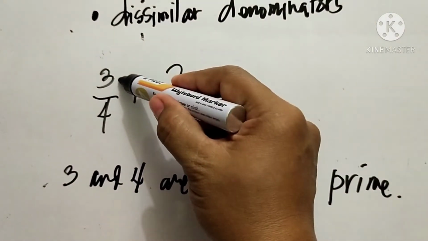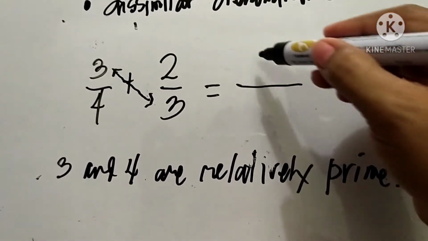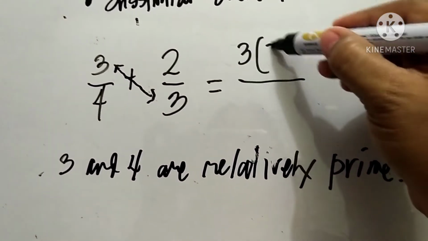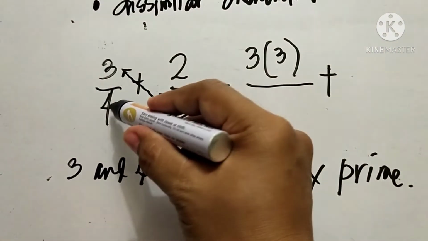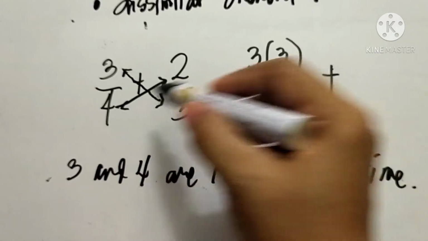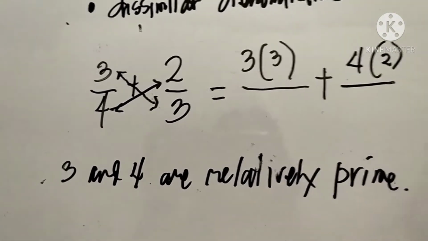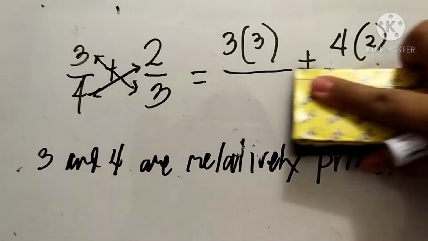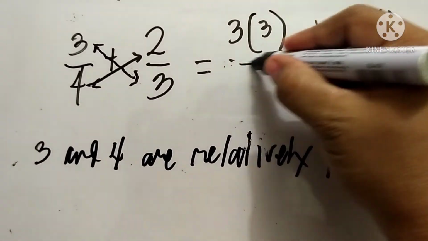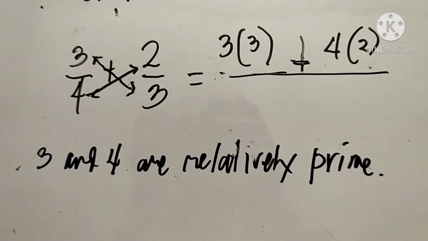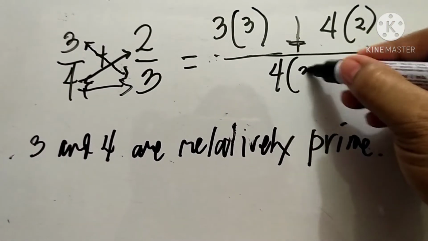Just cross multiply. Okay, and that is 3 times 3, and then plus 4 times 2, over, we can make it all over 4 times 3.